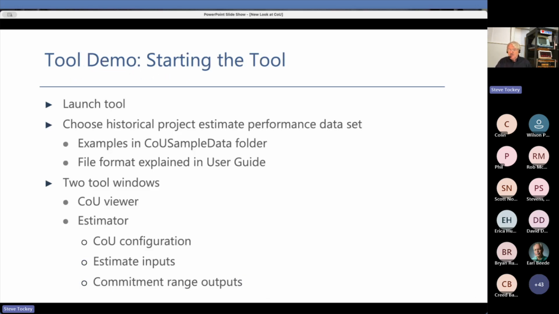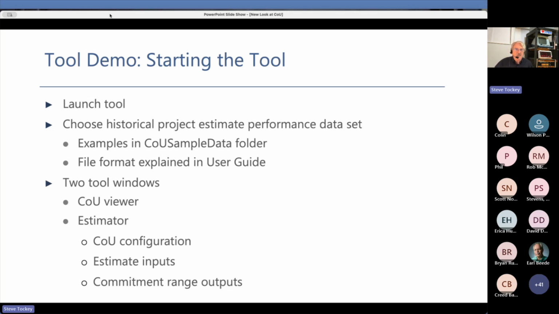Okay, so let me jump over into the actual tool and demo it. You know where you can get it. Just go to that URL, get the jar file, double click on it, and I'll show you how you can then choose which data you're going to use. And let me just give you a quick overview of the windows.